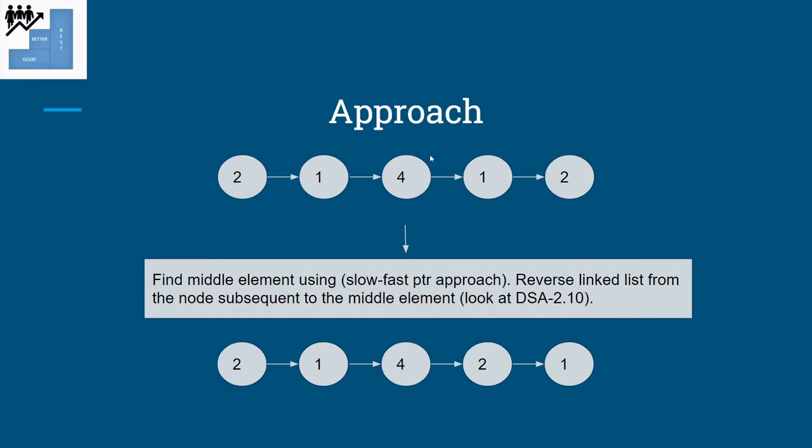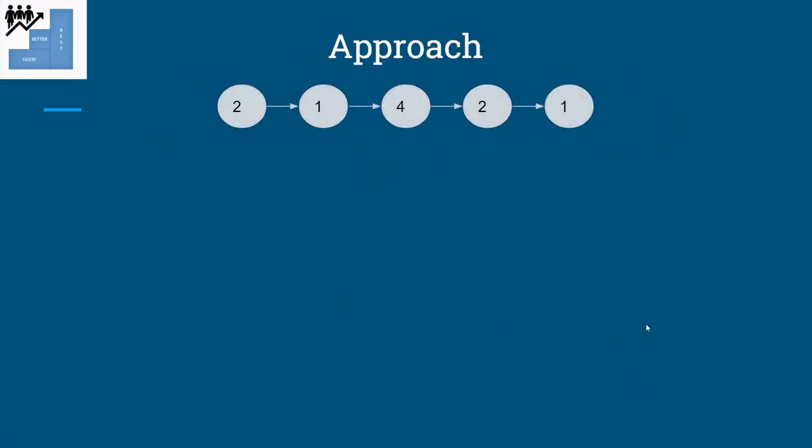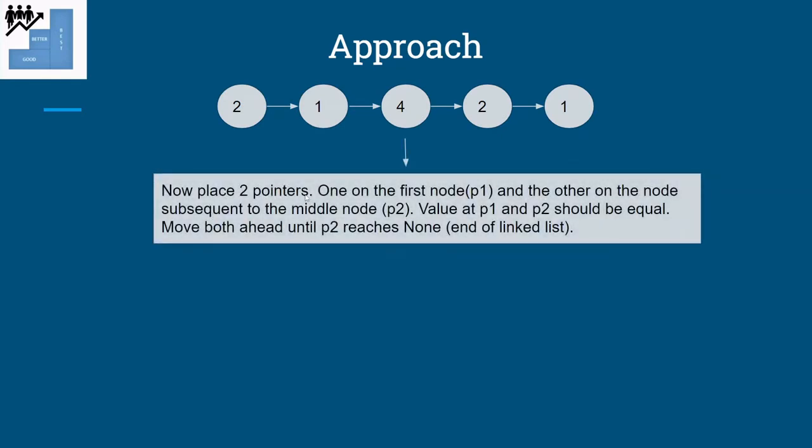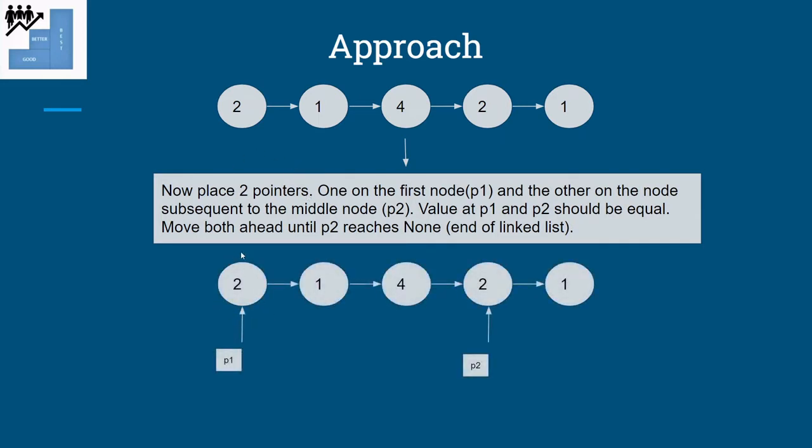So once we do these two steps, we get this linked list 21421. All right. So we are over here. And what we do is we place two pointers: firstly on the starting node, or the head of the linked list, and secondly on the node from where we have reversed it, or the node next to the middle node of the linked list.